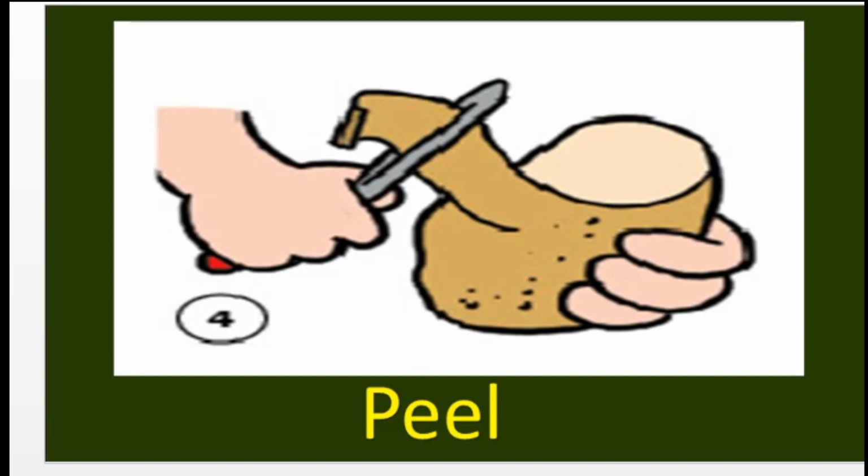The fourth word to learn today is peel. To peel means to remove the outer layer. She is peeling a potato. To peel an orange, to peel a lemon, to peel a potato, to peel pineapple.